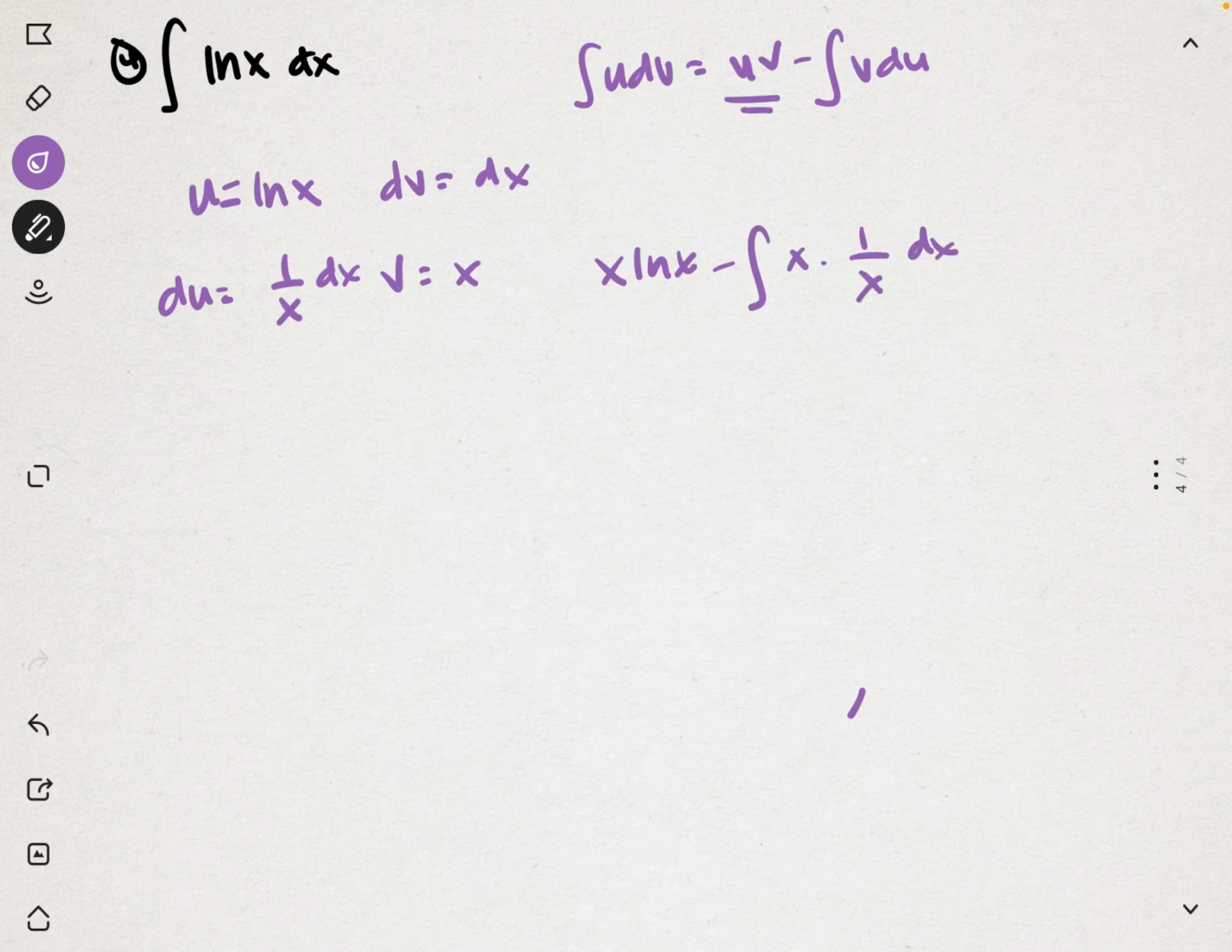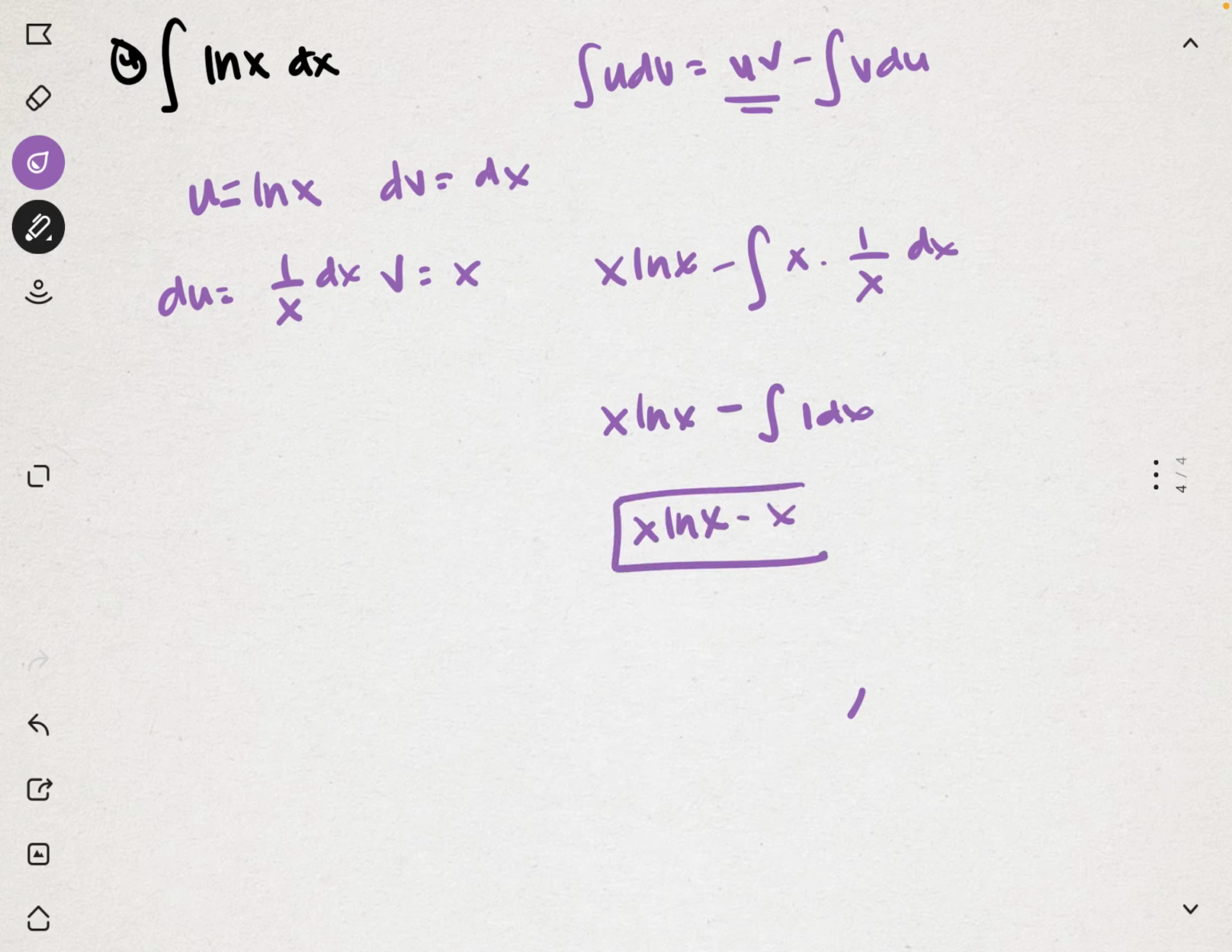The nice thing about x times 1 over x is that the x's cancel. That's just 1. So the integral of 1 dx, or even just dx. Okay, so the integral of 1, that's nice and easy, that's x. So the whole thing here is just x ln x minus x.